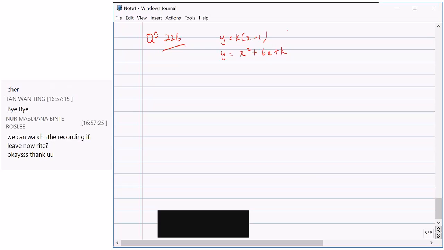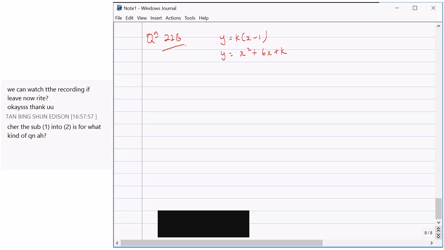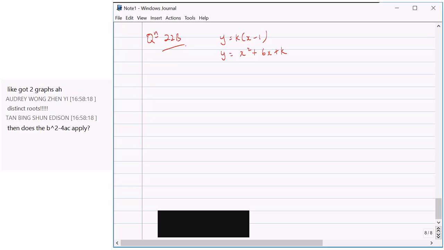Audrey, go back to question 22B. Tell me what you know about two graphs intersecting at 2 distinct points. Oh, sub 1 into 2 is for this kind of question, 22B, where you have 2 graphs and you are interested to find out what happens when they intersect 1 time or 2 times or 0 times. Yes, 2 equations. Yes, it will still apply because after you sub, you end up with a quadratic equation, and the fact that they intersect twice means the discriminant of that resulting equation will be bigger than 0 or less than 0 or equal 0 depending on how many times they intersect.